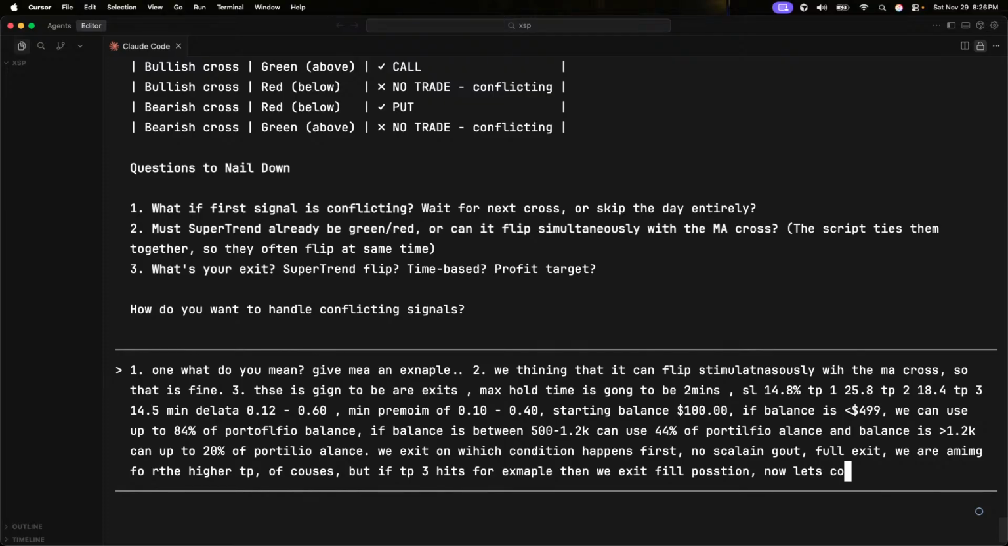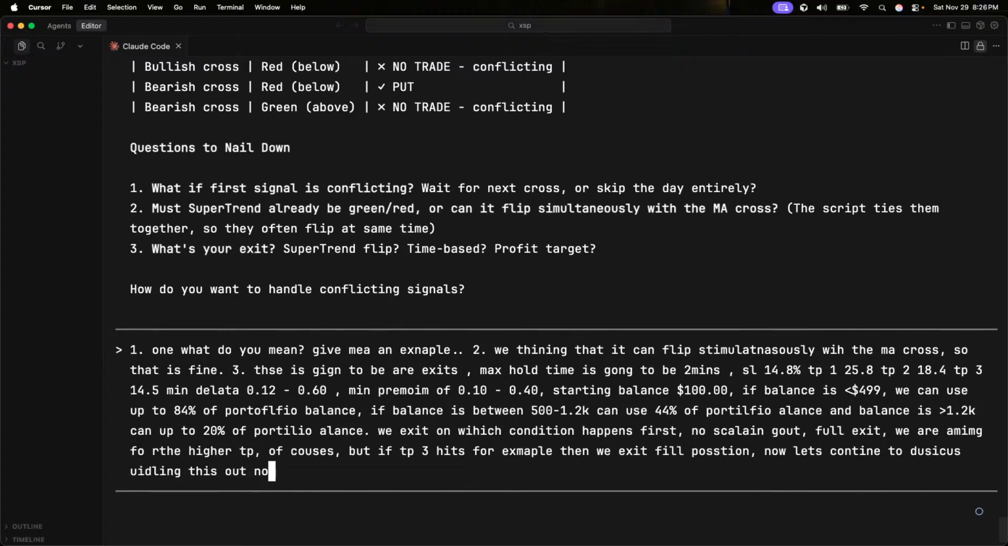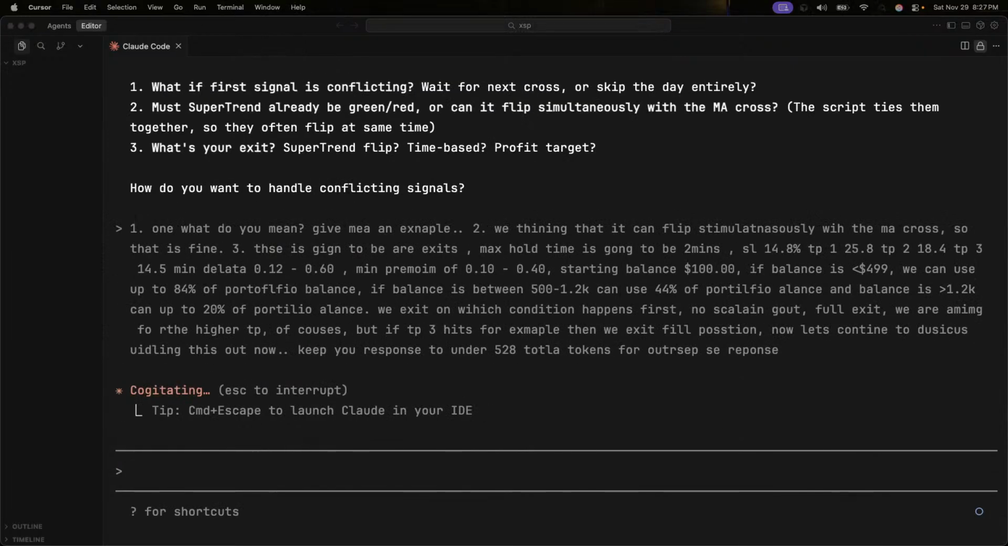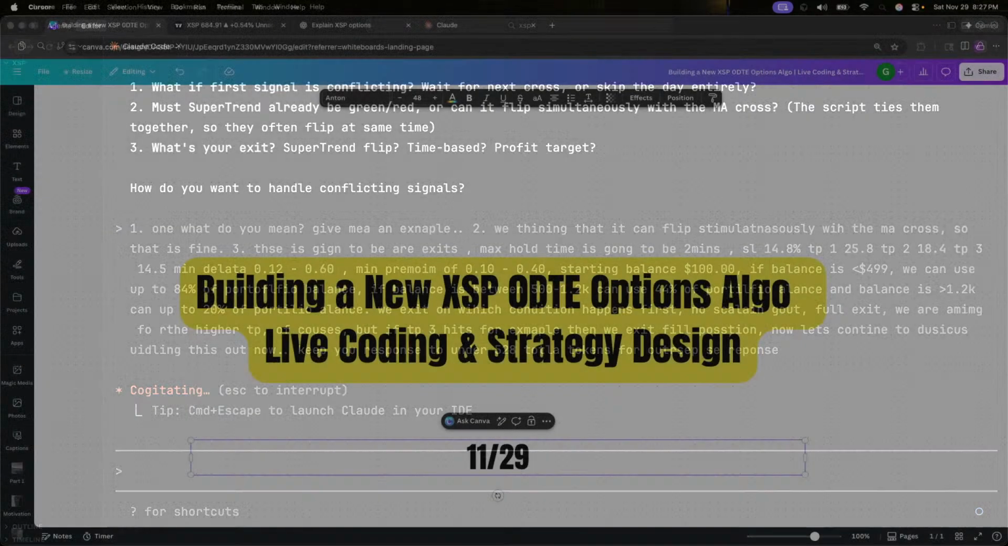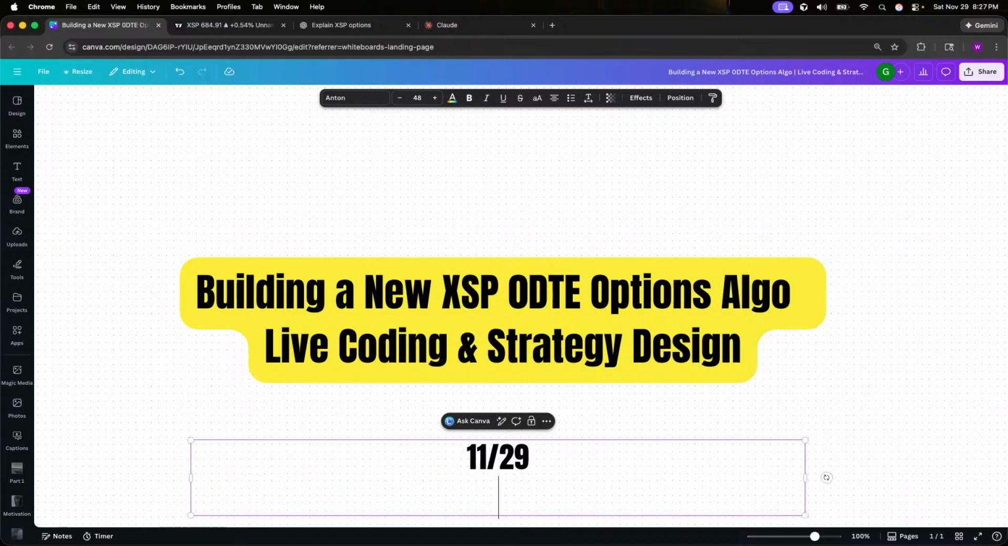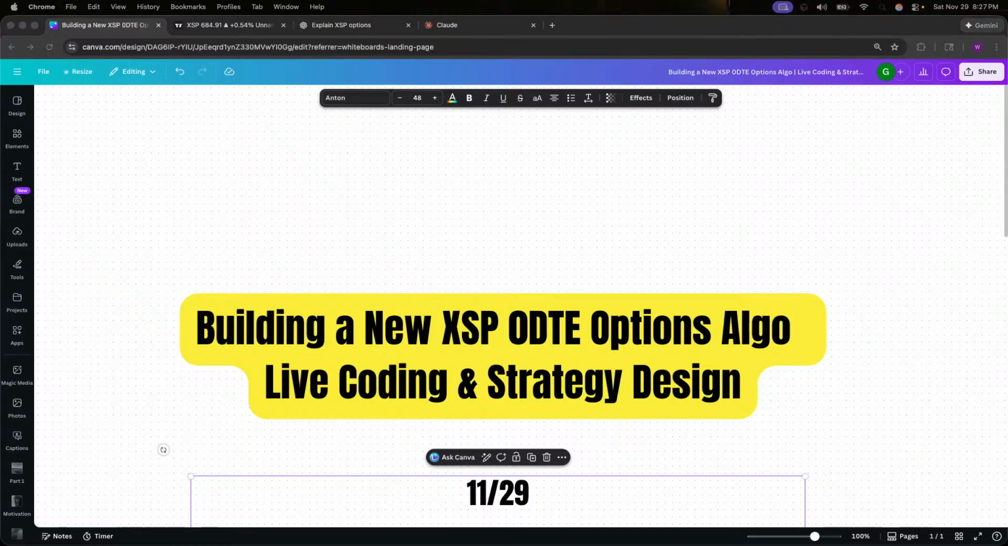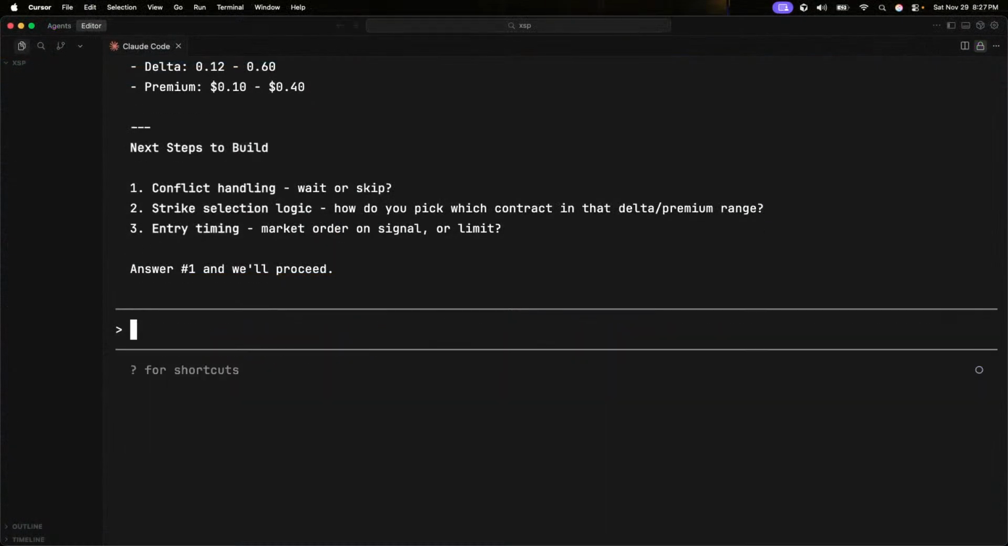Now let's continue to discuss building this out. Beautiful. I've noticed that one time this would spaz, so I want to copy this. Let's come over to our whiteboard and paste this here. All right, beautiful. Then come back here.